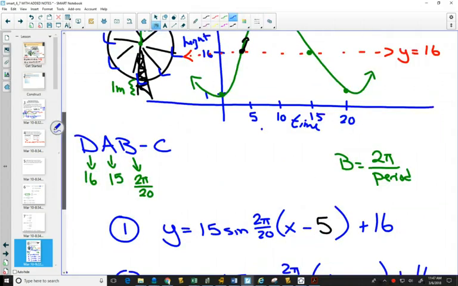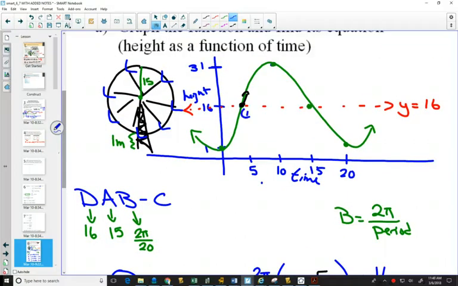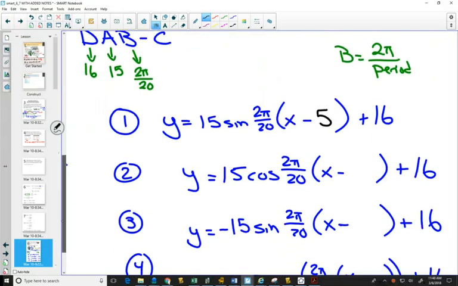If I'm looking for my cos graph, so I'm going to write a little 1 here to represent that that was equation 1 that matched up with. My cos graph starts at a maximum. Well, there's my maximum. So if I want to write a cosine graph, I need to shift 10 to the right. So I'd have minus 10 in there.